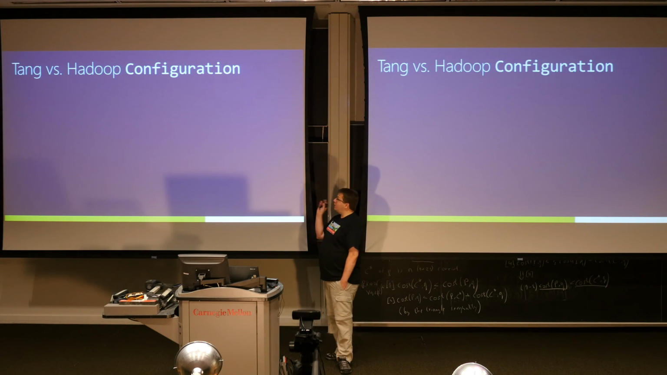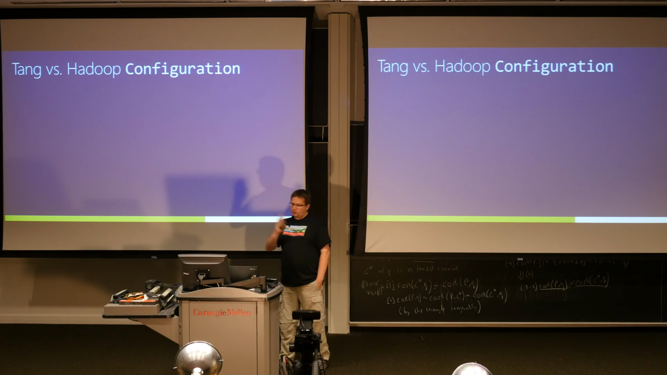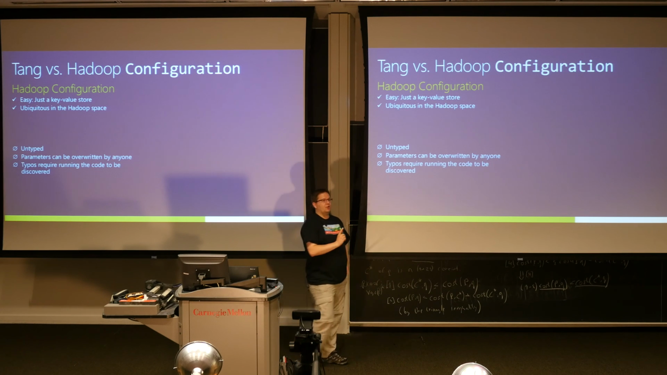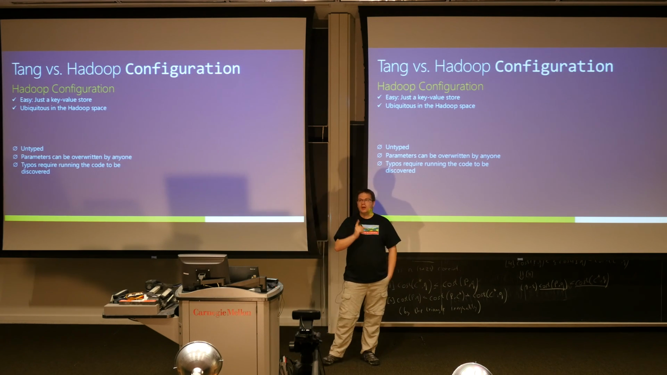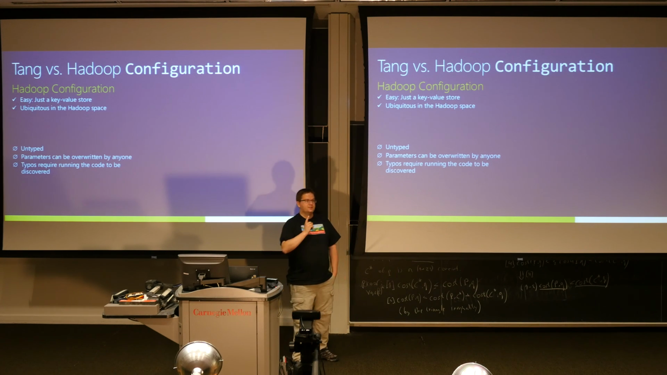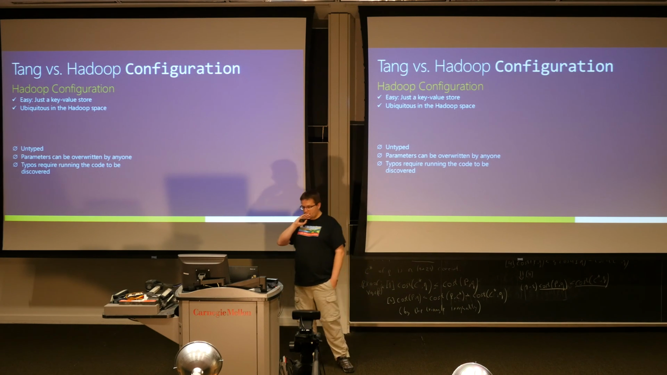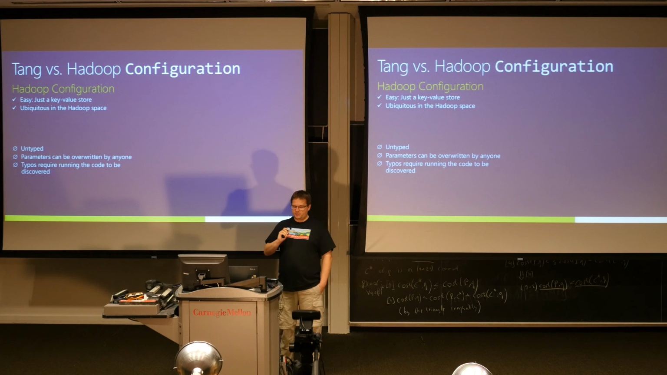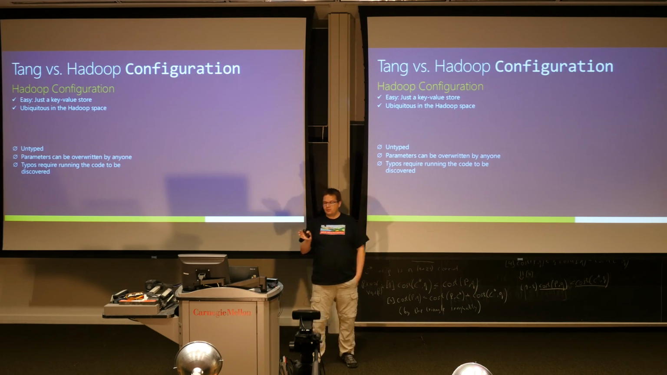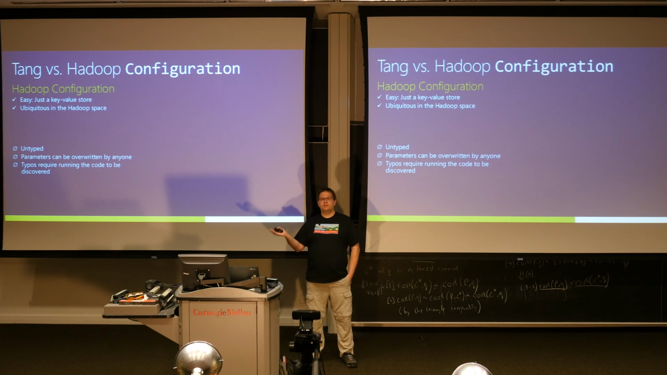So for those of you who have used Hadoop, I have a couple of comparison statements to make. Hadoop configuration is incredibly easy compared with Tang, right? There is no 20-minute segment in a summer school necessary to grok what it does, because it's just a key value store. The keys are strings, the values are strings, life is good. And of course, it's super ubiquitous in the Hadoop space. The tricky bit happens because there's no type checks whatsoever. So if Hadoop expects a floating point number and you put a string there, when will you get the exception, right? When will your code not run?